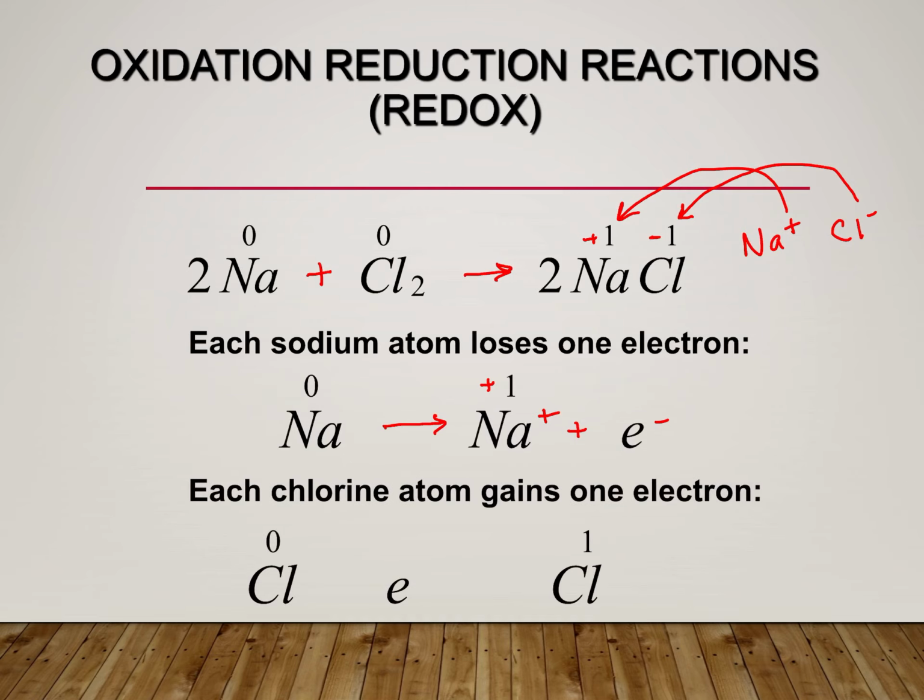If we write a half reaction that just deals with chlorine, chlorine gained an electron to form Cl-. On the left-hand side, chlorine had a 0 oxidation state, and on the right-hand side, it has a -1. Chlorine changed oxidation states during the reaction, which tells you that this is a redox reaction.